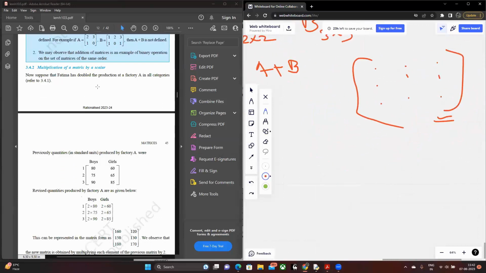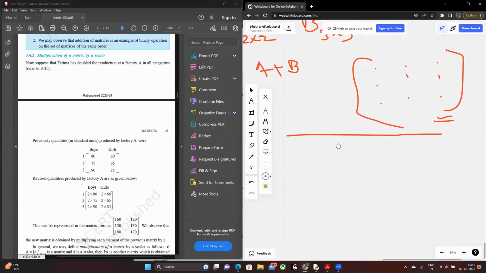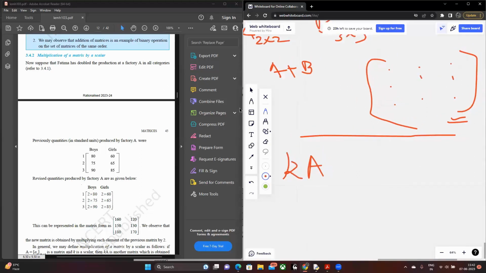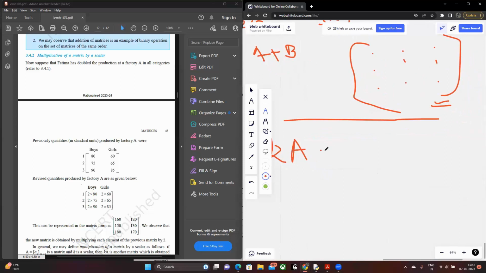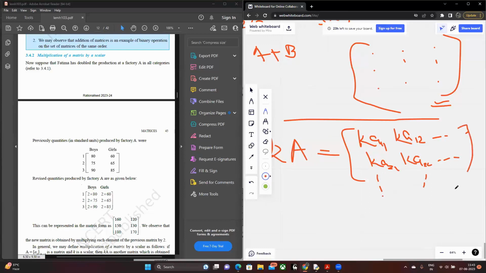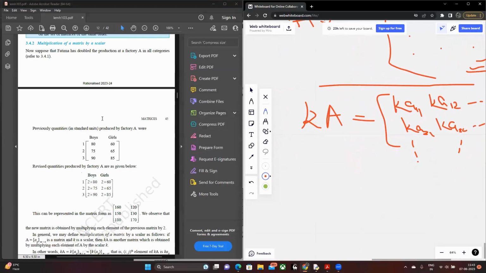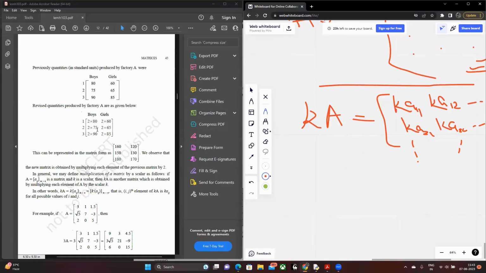All right. Then you have multiplication by scalar. Multiplication by scalar is basically k times A, which you have already defined in the previous properties. It is k times a11, k times a12, and so on, and k times a21, k times a22, and so on. So basically, every element is going to be multiplied by the scalar k. That is what multiplication of a matrix by a scalar is.